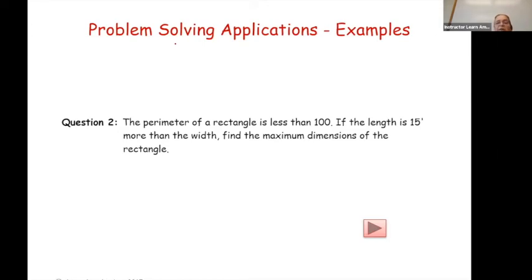Let's look at another problem which involves using inequalities. Whenever you see something maximum or minimum, you know you're dealing with something that has some upper or lower limits, and we are dealing with an inequality problem. This question says the perimeter of a rectangle is less than 100. If the length is 15 feet more than the width, what are the maximum dimensions of the rectangle?